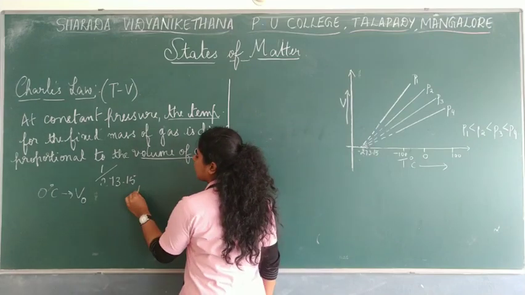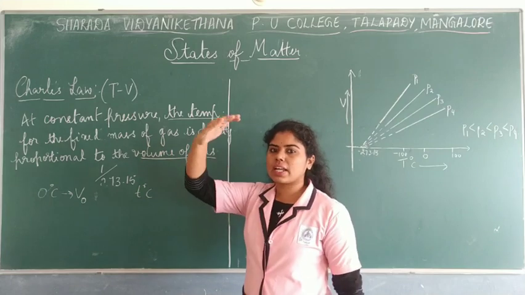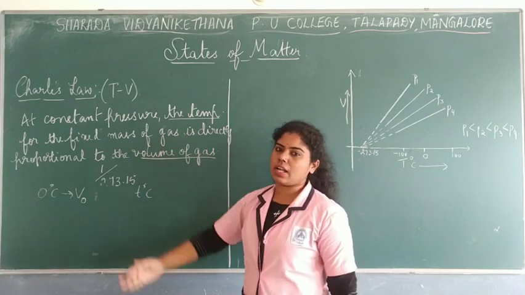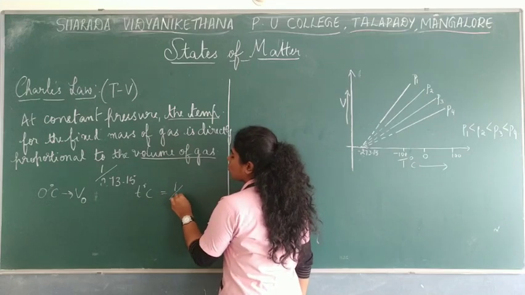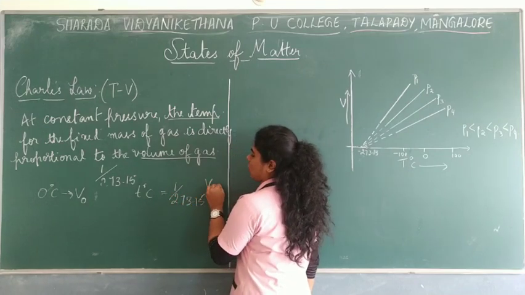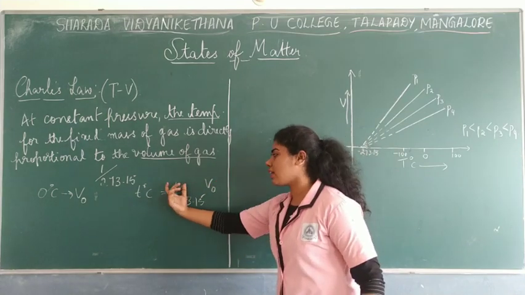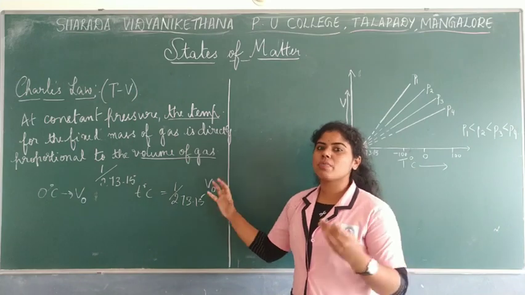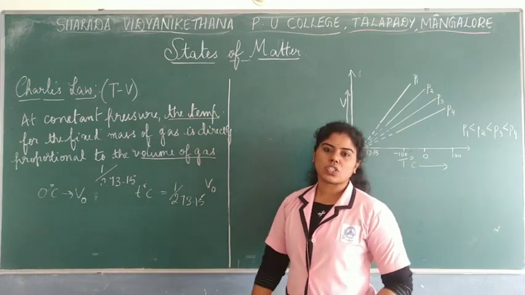Now imagine at T degrees Celsius, increasing the temperature, each degree rise in the temperature, we say it is 1 by 273.15 of V naught, right? Of the initial volume, how much has it increased? That is 1 by 273. So this is to make you understand. Now let us try deducing this particular Charles law.